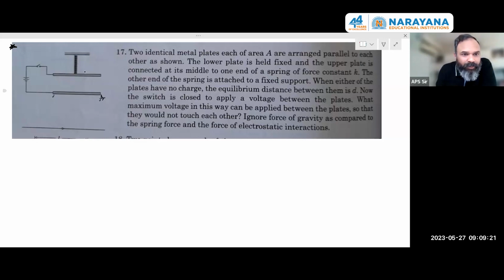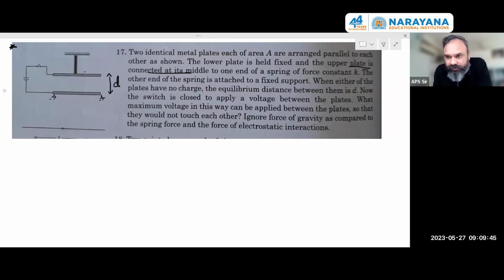So understand the lower plate is fixed, right? Upper plate is connected at the middle. So there is no wobbling as such. It is connected at the middle, so it is not going to wobble. And there is a spring here, spring constant K. Now the question is, the other end of the spring is attached to a fixed support. When either of the plates have no charge, the equilibrium distance between them in that situation is D.